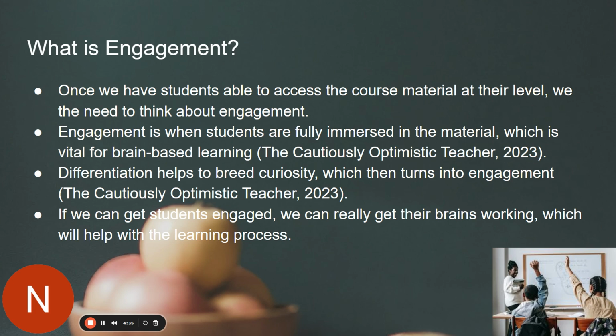Differentiation goes hand in hand with engagement. We differentiate so students can have access to the material at their level, and then they can become engaged with the learning. And this immersion is extremely important for brain-based learning. Engagement relies on curiosity, which can be cultivated through differentiation because students are learning at their own pace. This curiosity then leads to students being fully engaged, allowing them to create and store vital memories, which is extremely important for the learning process. An engaged student is sharpening their mind because they are hooked into the lesson.